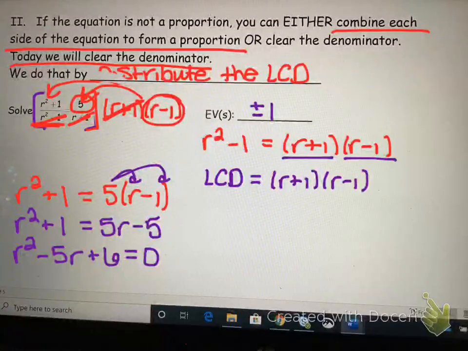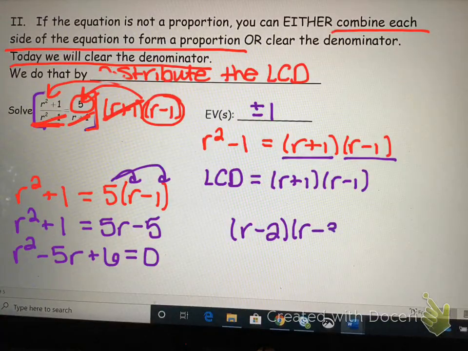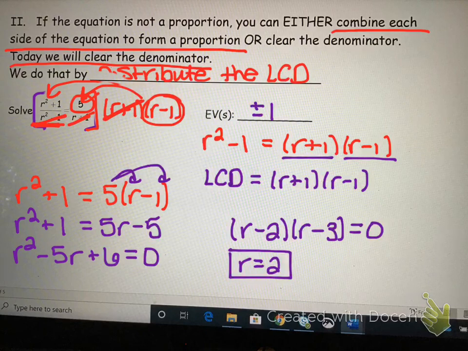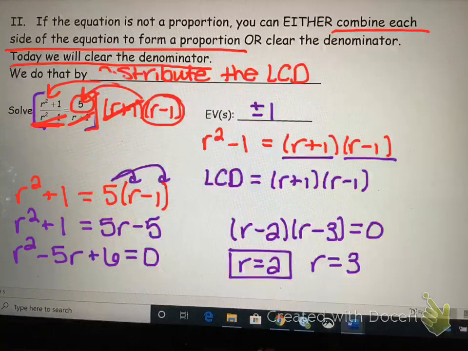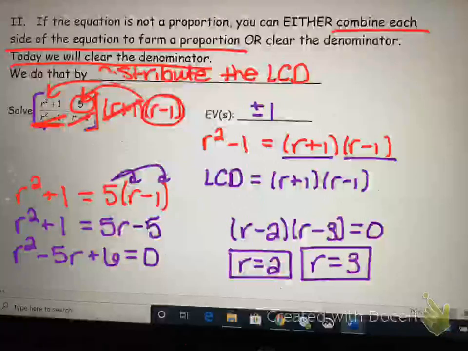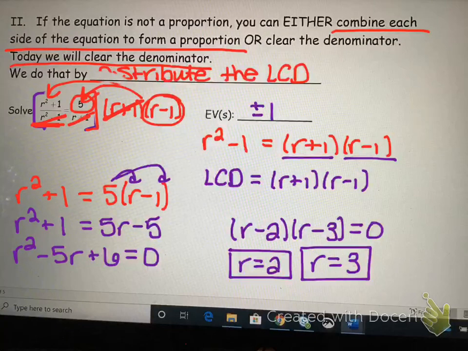I'm left with r squared minus 5r plus 6. And that does factor. It is a factorable quadratic. It factors as r minus 2, r minus 3. And so I yield r equals 2 as my first answer, r equals 3 as my second answer. Neither one of them was an excluded value, so I don't have to worry about throwing either of those solutions out.